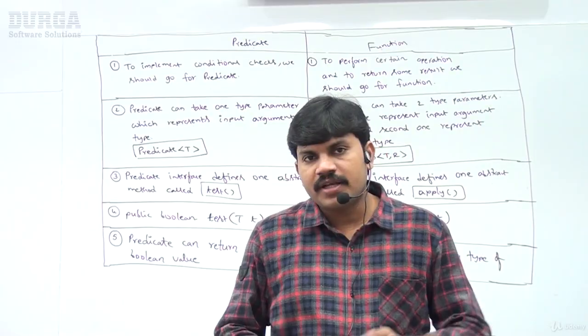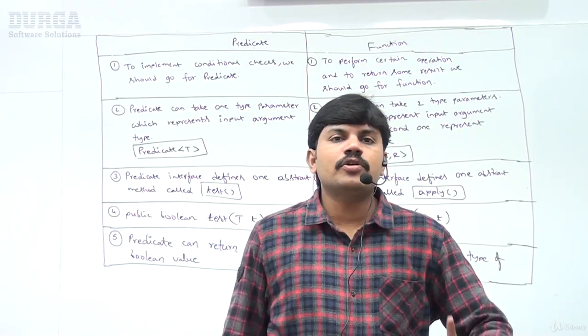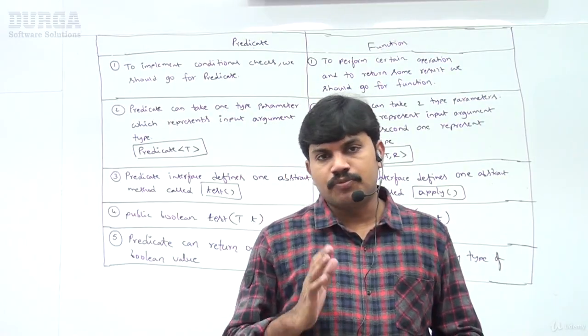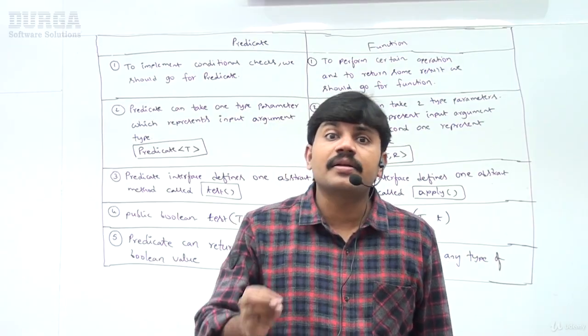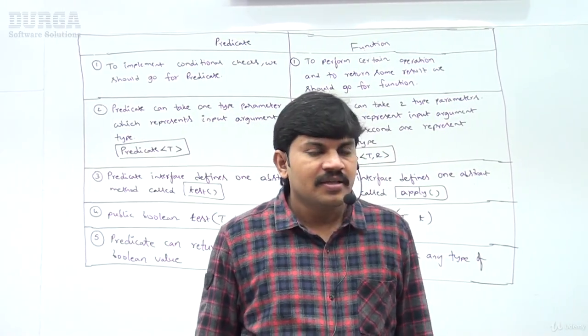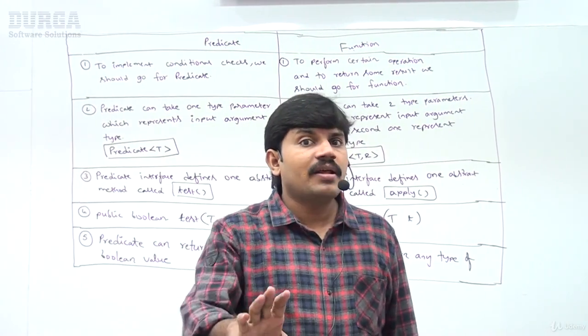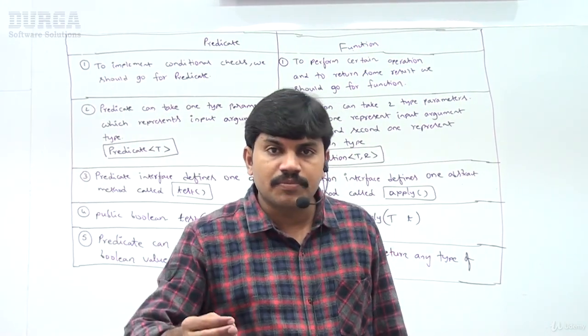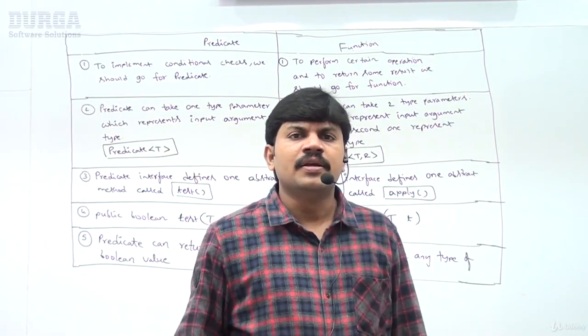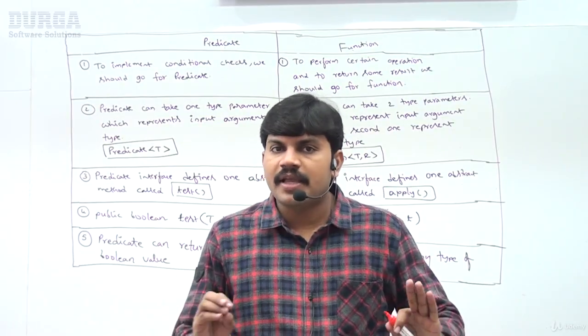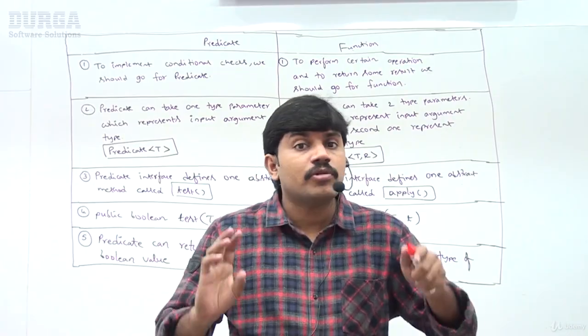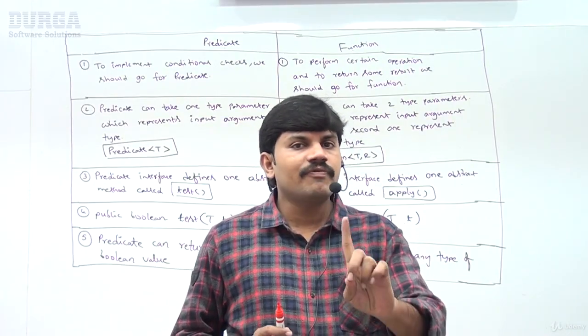But if I consider function, we are required to provide two parameters. One is the input parameter, the second one is the return type parameter. The reason is that return type need not be boolean always. It can be integer type, string type, anything. That's why return type as well as input type, both we have to specify in the case of function.